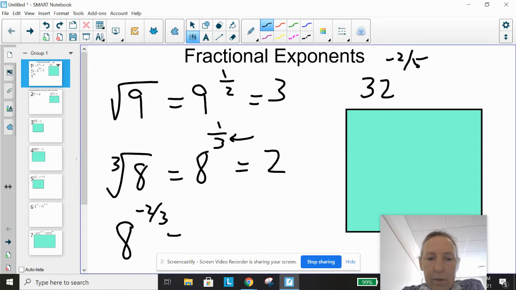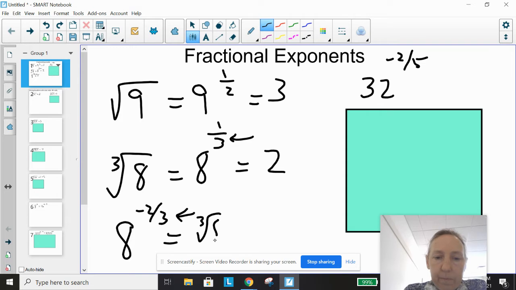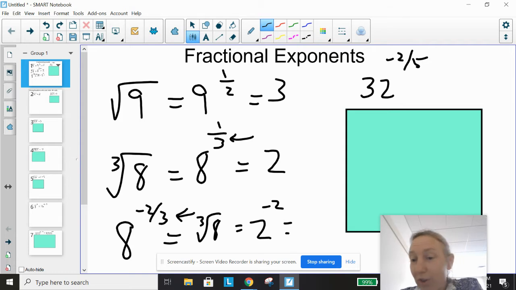So how about this one? I'm going to do the cube root of 8 first because it makes the number smaller. I should still get the same answer if I did it the other way around, but it's just easier to take a big number, make it smaller, and then raise it to a power. So first we do the cube root of 8, and that is, we just said 2. And then I raise it to the negative second power, which you all know is a quarter.